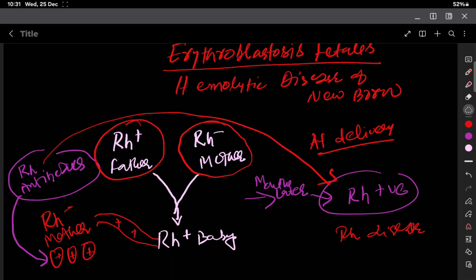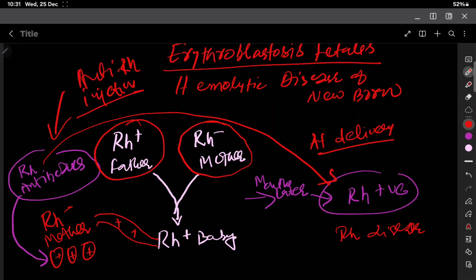Sometimes it can kill the mother also, or sometimes it can destroy the RBCs of the newborn, which causes the hemolytic disease of the newborn. Now we can prevent this condition at the first pregnancy. When there is an Rh positive baby and the mother develops antibodies, we can give her an anti-Rh injection. Then these antibodies will be removed from the body, and the second delivery will be safe for the mother.